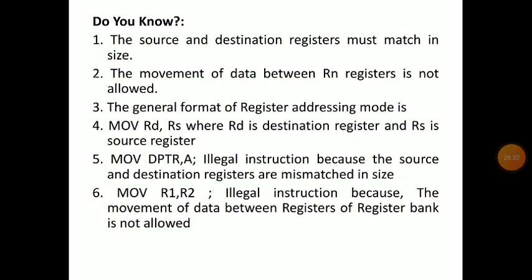And these are the additional points regarding this addressing mode. Source and destination registers must match in size. Movement of data between R and R registers is not allowed. The general format of register addressing mode is MOV RD, RS, where RD is the destination register and RS is the source register. MOV DPTR, R1 is an illegal instruction because of size mismatch. MOV R1, R2 is an illegal instruction because it does not allow such type of movement.